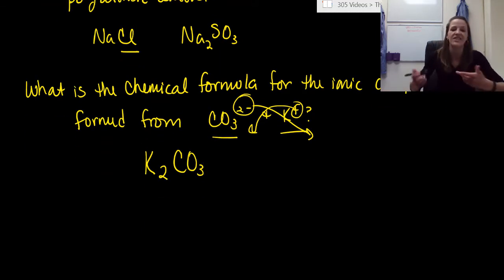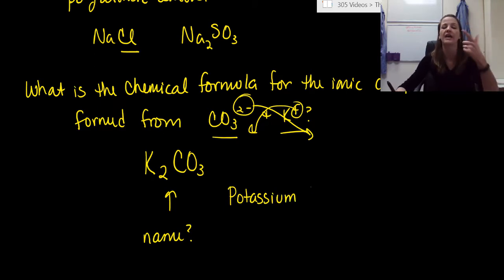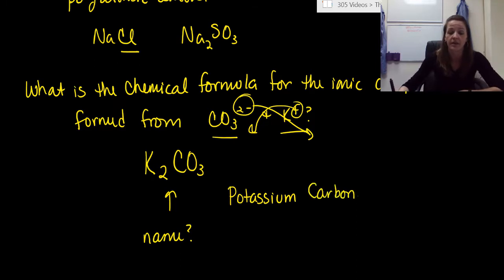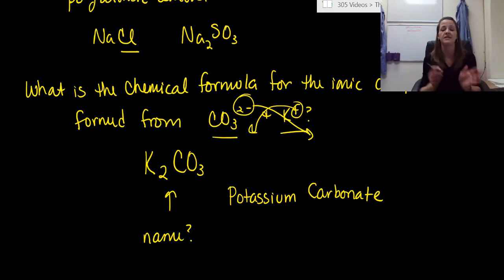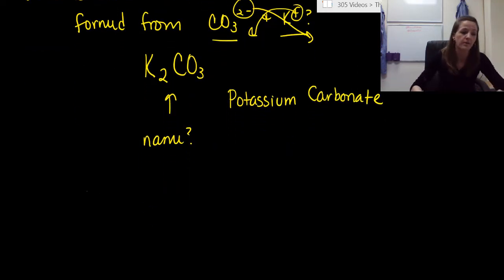Now notice that I said this species. What is the name? That's your next question. How would you name this? Go. All right, did you get an answer? Hopefully you did. The first thing you do is you name your cation. For this one, it's potassium. The second thing you do is you name your anion. If your anion is a polyatomic ion, you just name it. So CO3 2- is definitely carbonate. The answer to this question is potassium carbonate. Very straightforward.